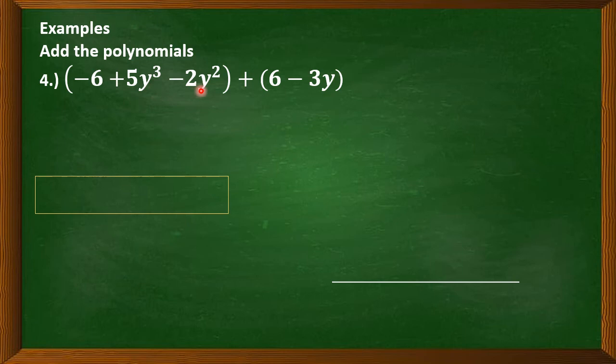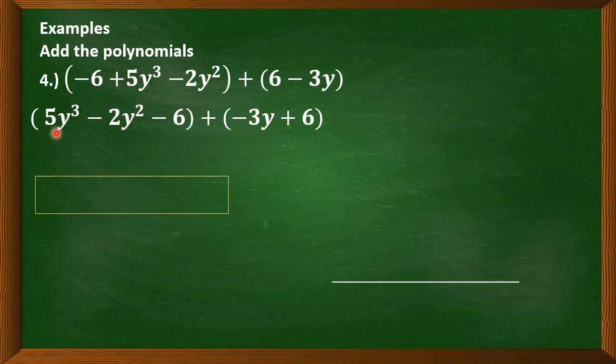So let's try to check if the terms are already arranged in descending order or the polynomials is already arranged in standard form. It's not yet arranged, so we're going to arrange it in standard form. So let's begin with term with the highest degree. So we have 5y cubed first, followed by negative 2y squared, and then we have here negative 6. The other addend, we have to start with negative 3y, whose degree is 1, and then positive 6.